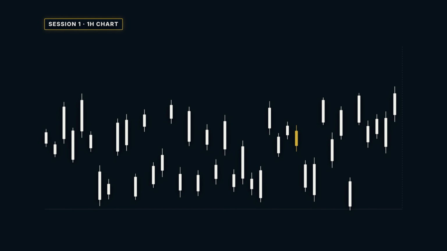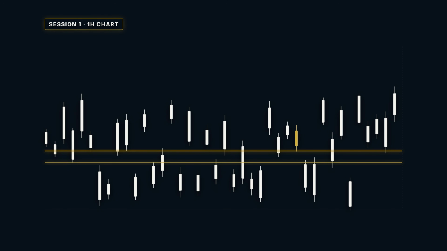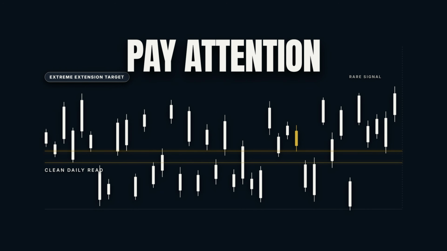So by flipping back to session on the 1 hour chart, that's going to be resetting the VWAP every single day. What you're going to get is a clean daily read, even on those slower time frames, but that third band is going to be giving you guys an extreme extension target. So again, you're not going to see this happen too often, but when it does happen, you really have to pay attention, because that's where you start getting that easy money.